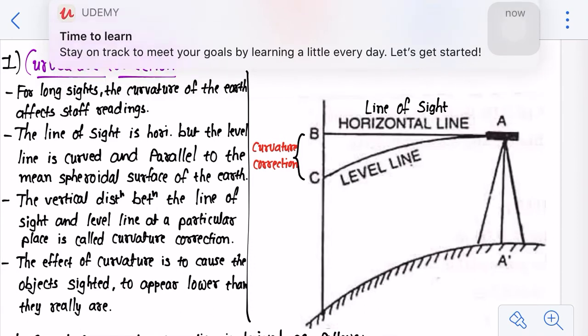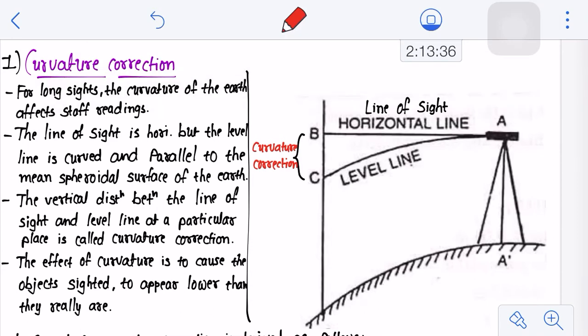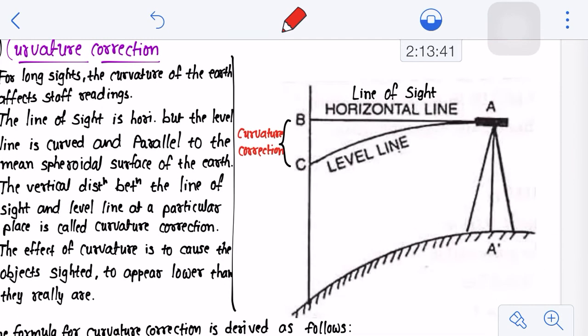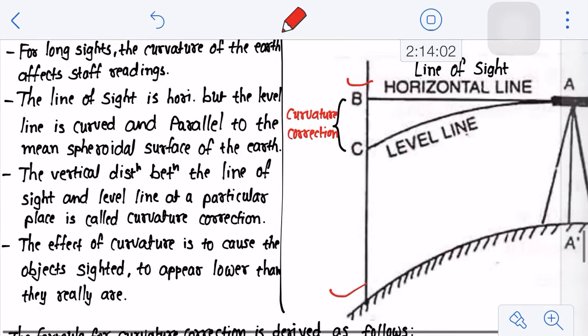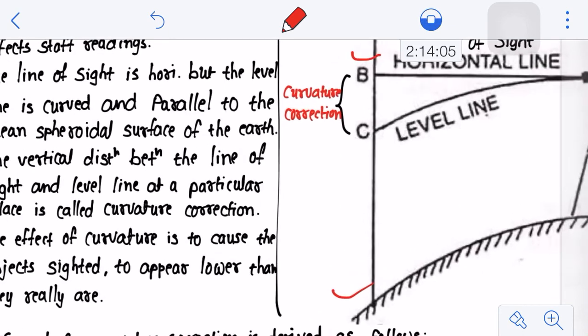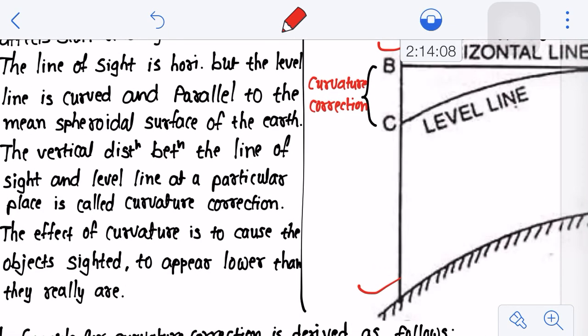What does it mean? If you see the figure here, A dash is where your instrument is kept. When your staff is kept at this location, your level line is going to give you the reading at C, but your horizontal line will intersect at point B. The difference between these two is termed the curvature correction. So the vertical distance between the line of sight and the level line at a particular place is called curvature correction. And the effect of curvature is to cause the objects sighted to appear lower than they really are.